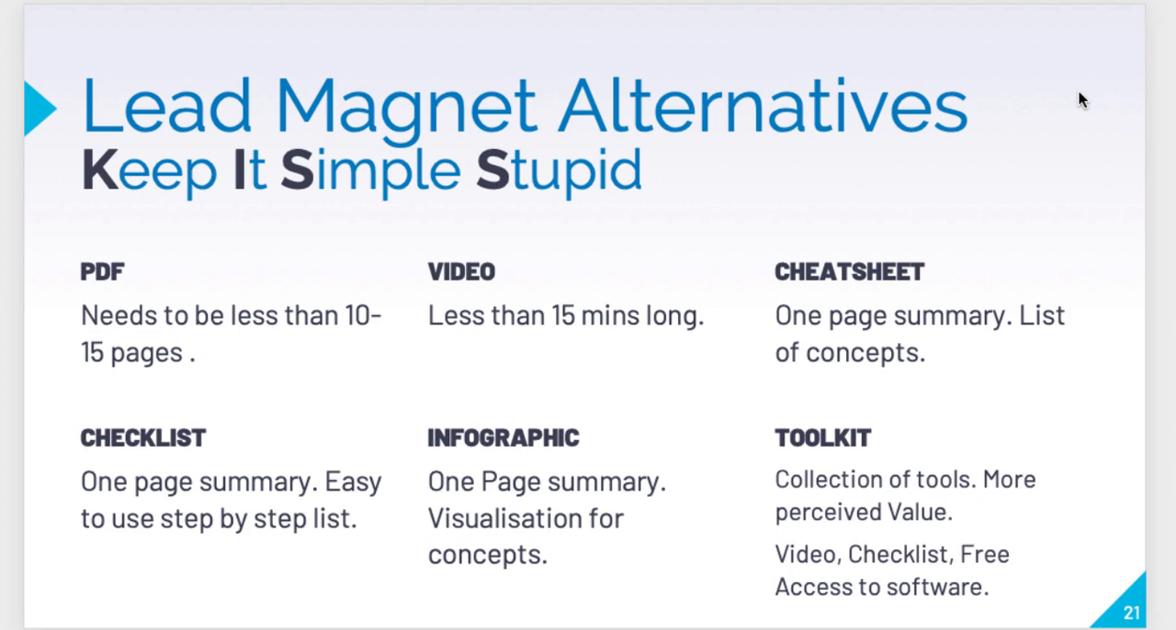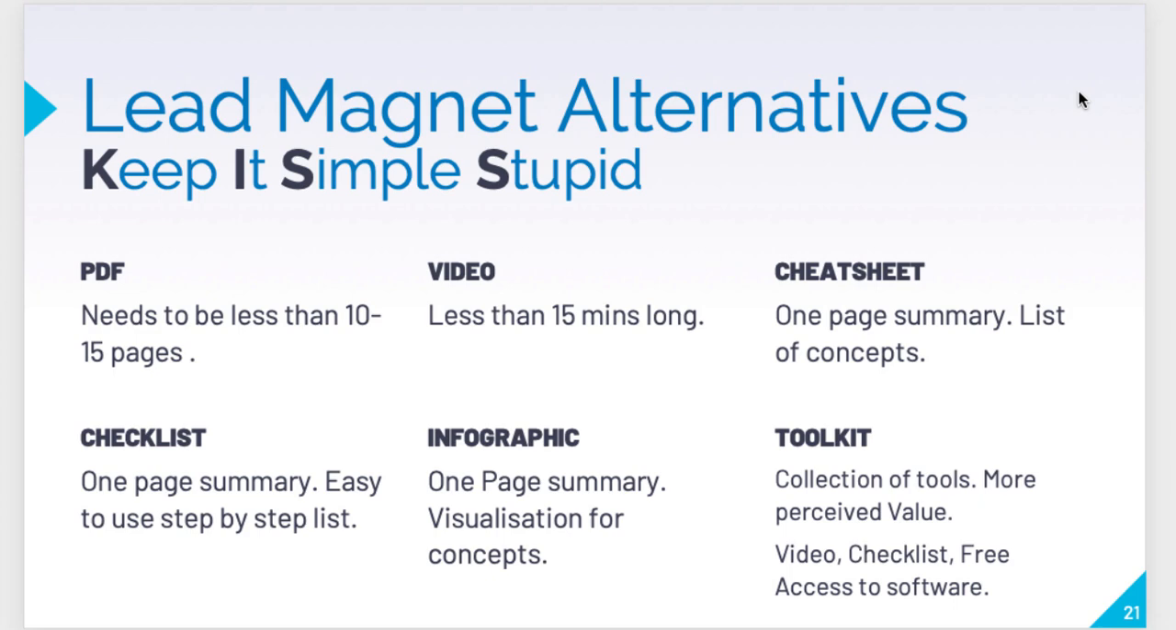So I'm going to give you a recommendation in a minute of the type of thing that you can create. But you need to make sure they're short and snappy. Nobody's got enough time in their lives anymore to read through a 30 or 40 page PDF. They want the information to be very short and actionable. So there's a couple of alternatives here, and I'm going to give you the pluses and minuses of each. PDF: it needs to be less than 10 to 15 pages long.